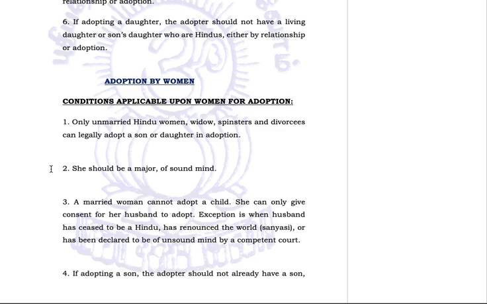Adoption by a woman. Special conditions applicable upon women for adoption. Only unmarried Hindu women, widows, spinsters, and divorcees can legally adopt a son or daughter. Who can adopt? Only an unmarried Hindu woman, a woman who is not married. If she is married, now she is a widow, her husband has died, or she is a spinster, another name for an unmarried woman, or she is a divorcee. They only can legally adopt a son or daughter.